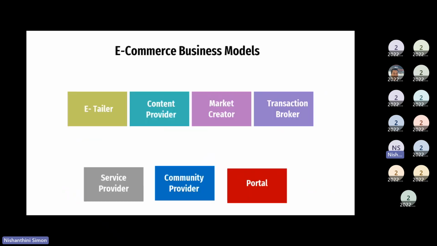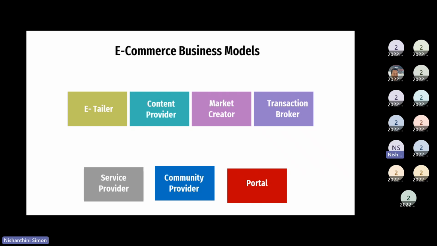So these are the e-commerce business models. But you may have heard about different e-commerce types. So do you know the different e-commerce types? Yes. Once we say e-commerce, yes, the B2B, B2C, and C2C. Yeah, so these will be the main three.